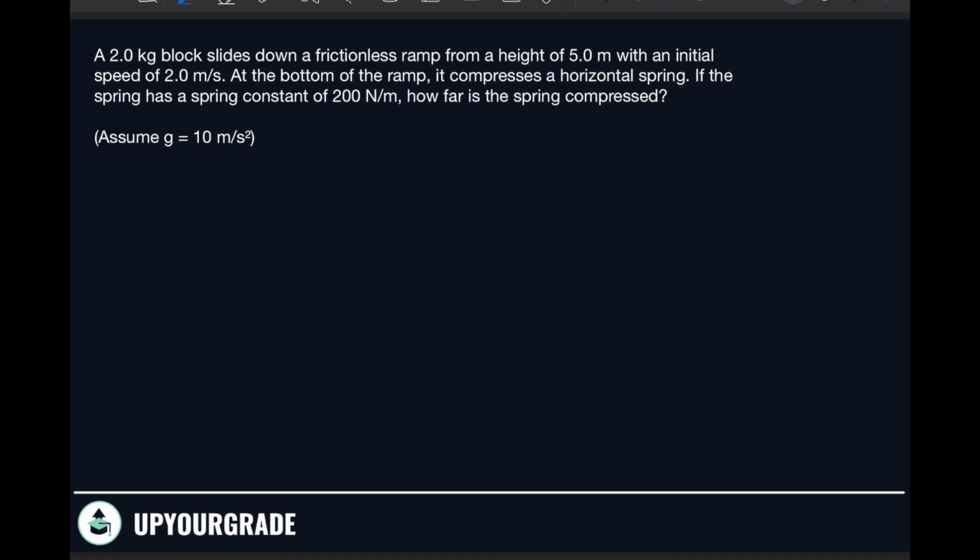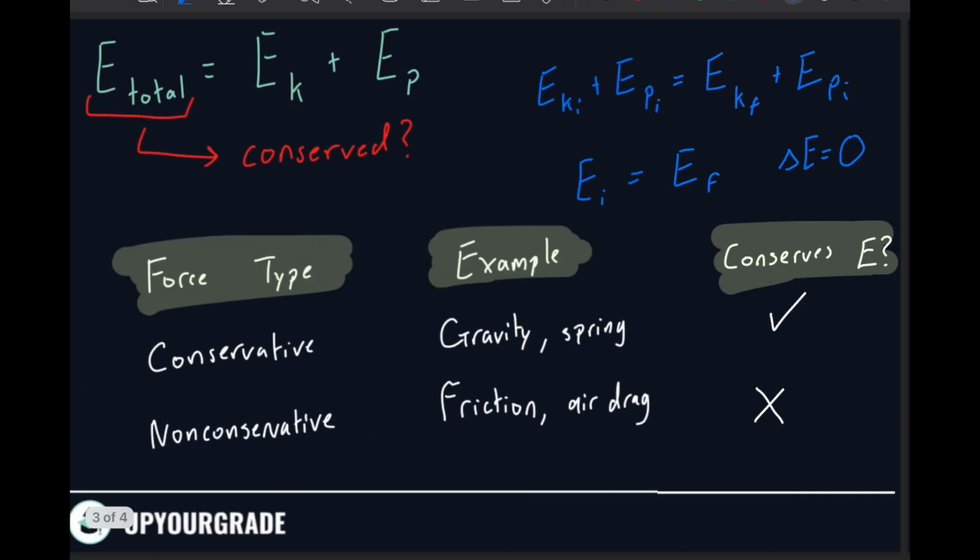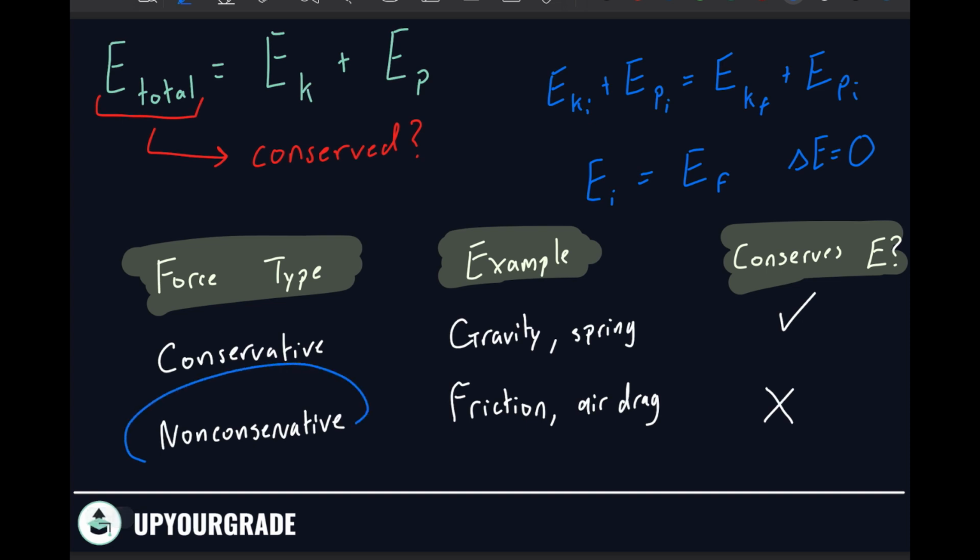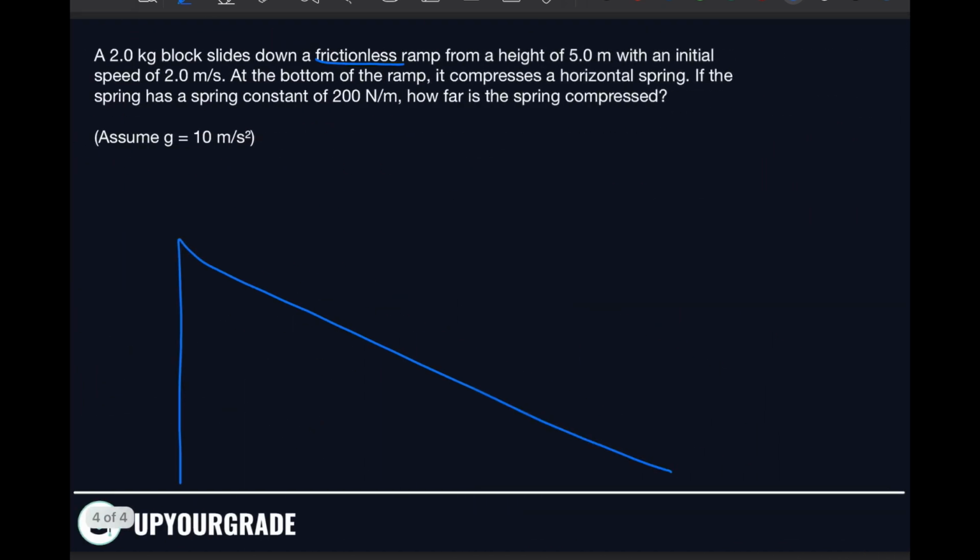Okay, so this is an example of a question that involves the conservation of energy, because in this question, we see that we have a 2 kilogram block that's going to slide down a frictionless ramp, which means that no energy is going to be lost to friction, which we said was a non-conservative force, and then we would not have been able to say that mechanical energy was conserved. But because friction is not acting upon the system, and we have no non-conservative forces acting upon the system, we can say that energy is conserved.